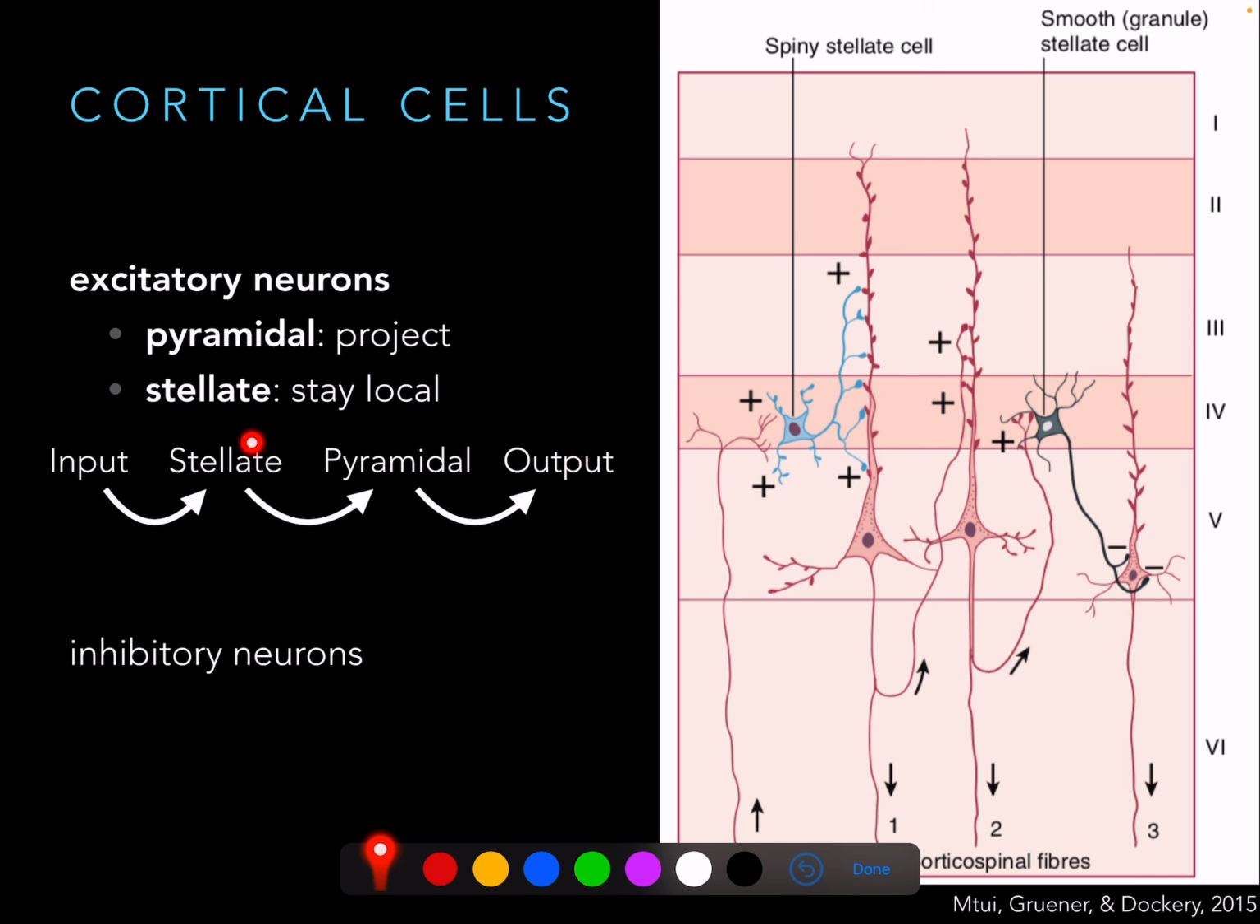Depending on the types of input we get, that'll determine the pattern of pyramidal cell activity and thus the type of output from that cortical column to say whether or not you're looking at something red or blue or green or vertical or horizontal or 30 degrees or whatever it may be.